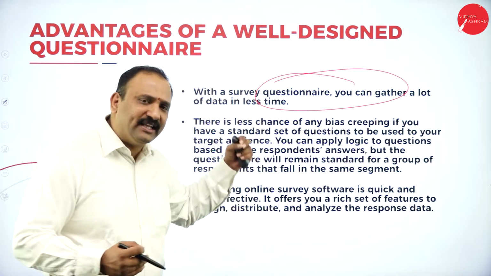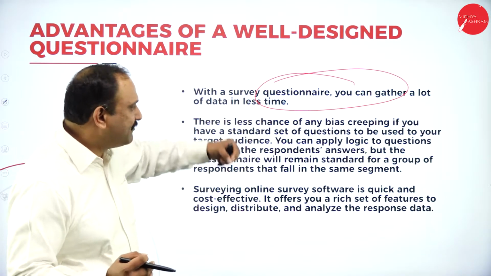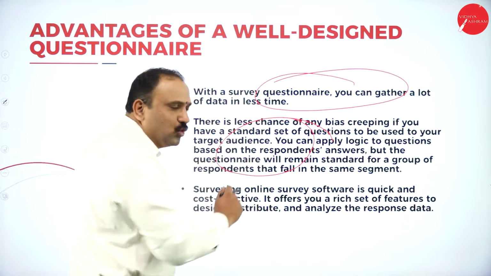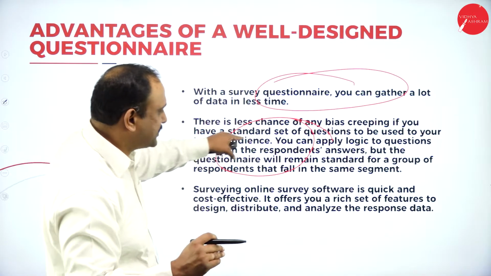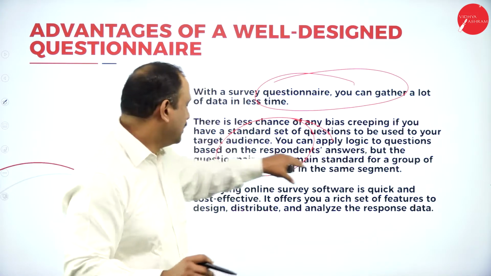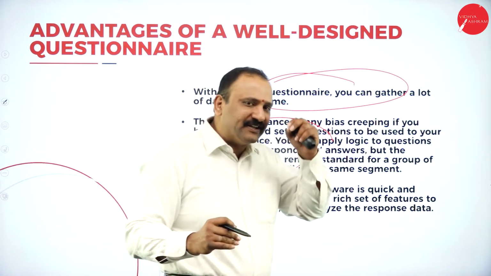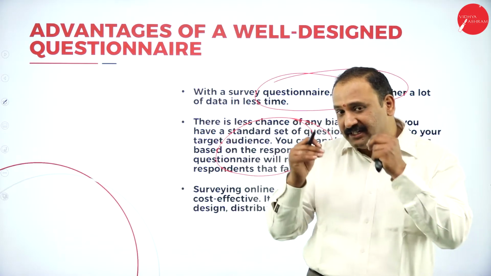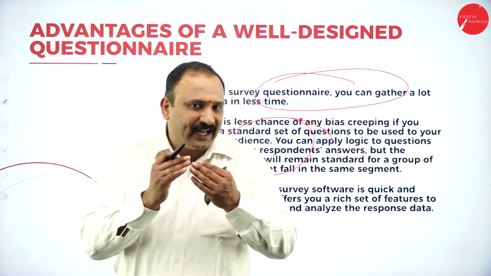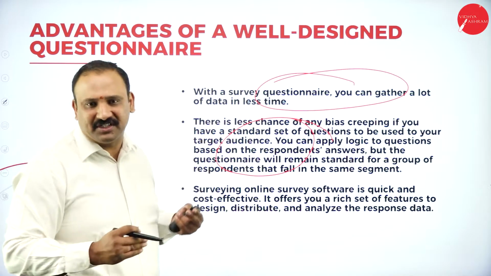The second thing is that there is very little chance of bias creeping in if you have a standard set of questions to be used for your target audience. You can apply logic to the questions based on the respondents' answers, but the questionnaire will remain standard for a group of respondents who fall in the same segment. So using one particular standard questionnaire and applying logic to it, you will be able to get multiple answers. You will be able to get a diversified pattern altogether, though the standard format of the questionnaire will continue to remain.